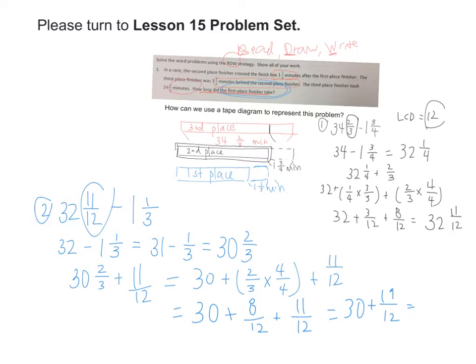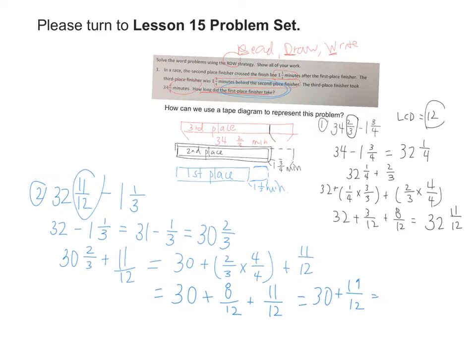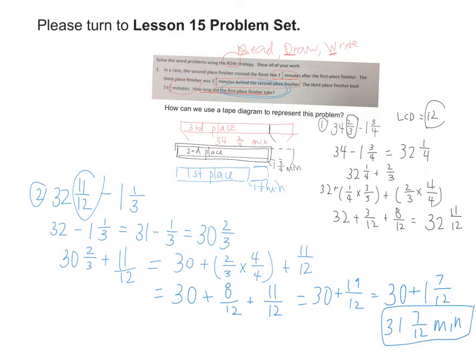Is that more than 1? Yes. How many wholes do I have there in 19/12? So I have 30 plus 1 and how many 12s left over? 7/12. So the answer is 31 7/12 of a minute. What does that number represent? How long it took the first place person to run the race.